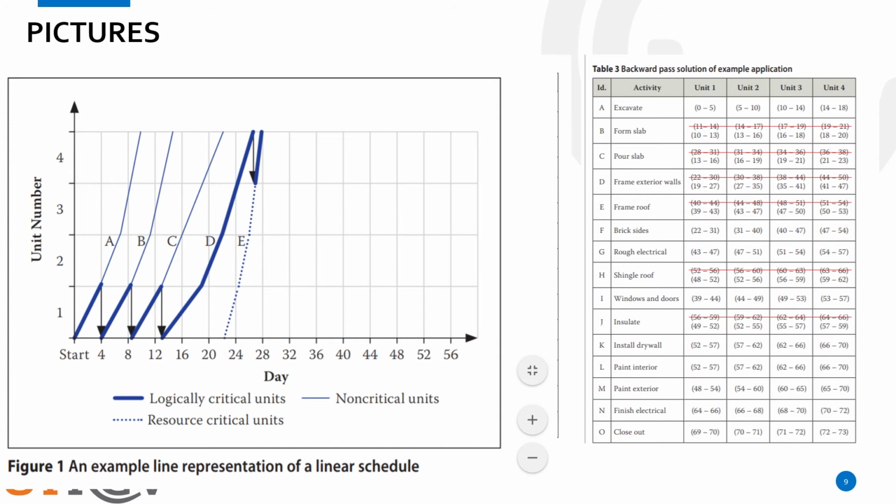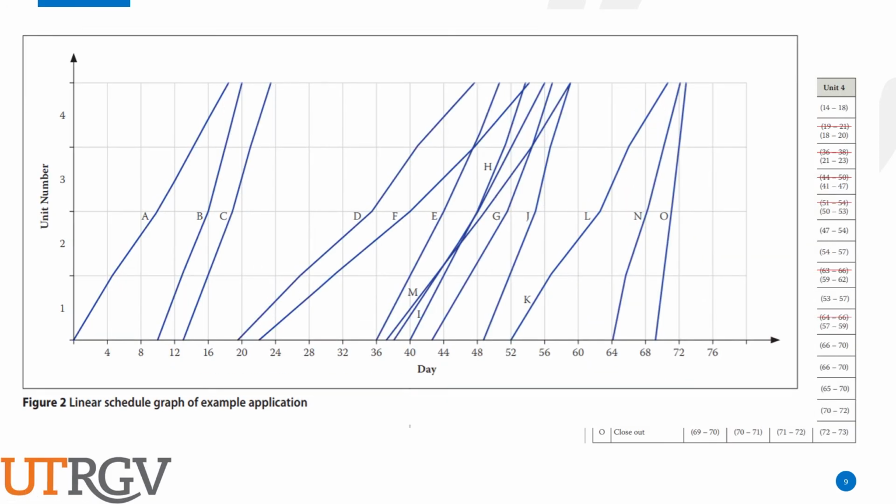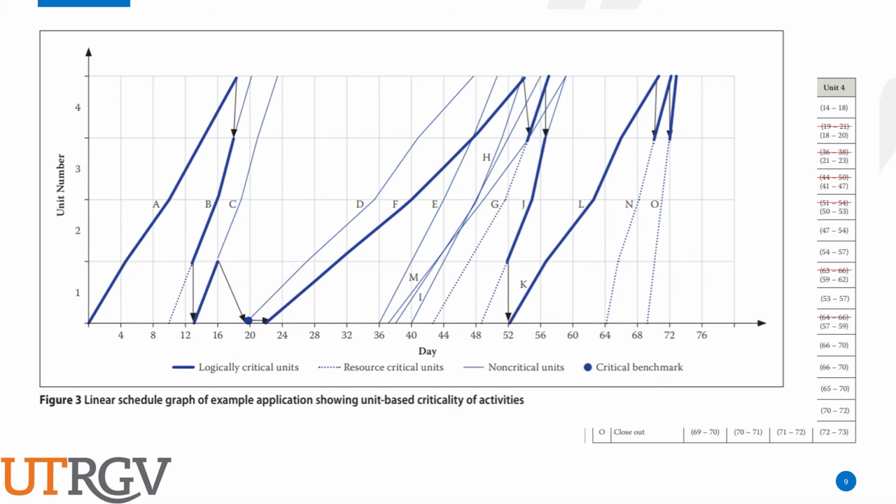I'm going to switch, however, this one is not using the same numbers, so I'm going to switch to the example that is using the same numbers. So this is how it looks like without the implementation of CPM. When we implement the CPM, this is how it looks like. And, you know, logically, critical units.